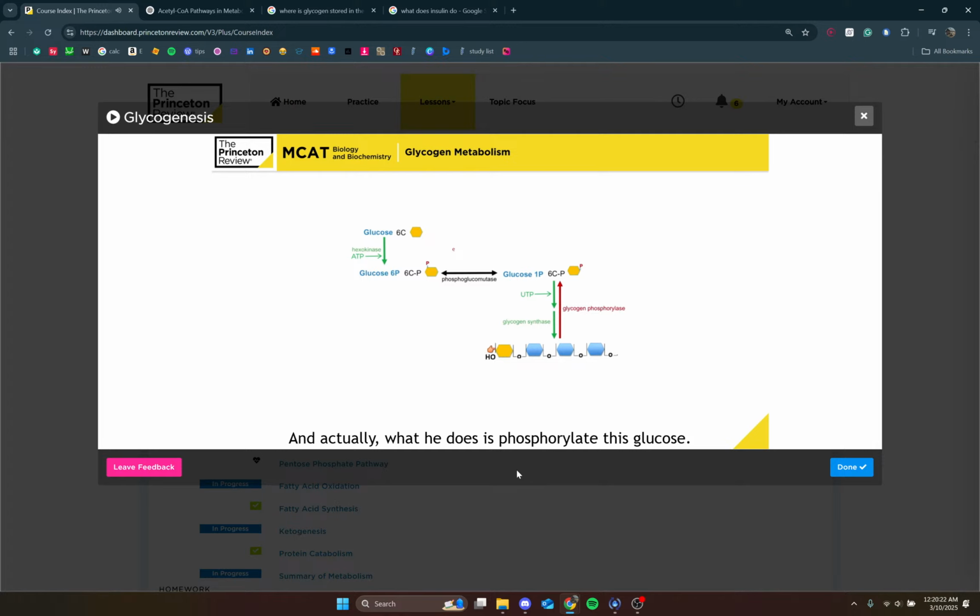We're adding a phosphate, actually. What it does is phosphorylate this glucose on the 1' carbon and then pop that guy off of there. So here we have glucose 1-phosphate. Then we're going to convert that back into glucose 6-phosphate, again using our phospho.